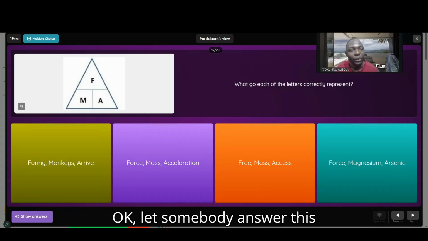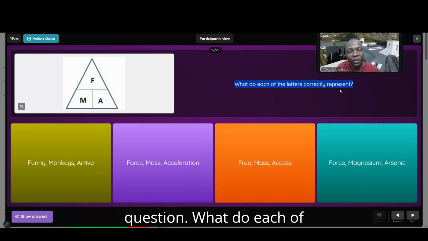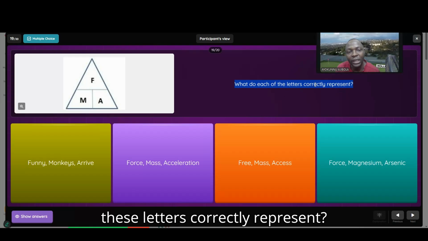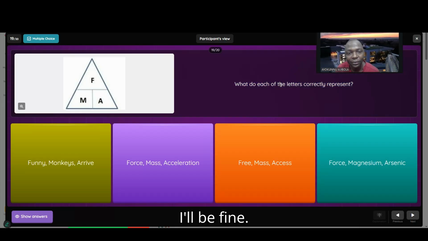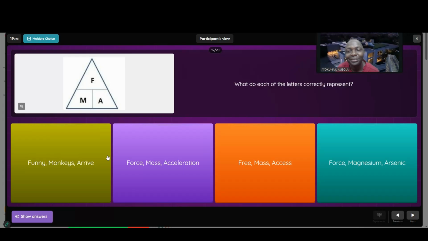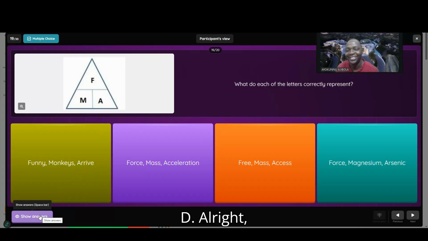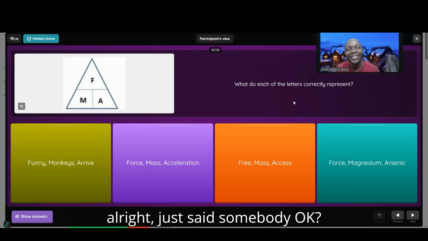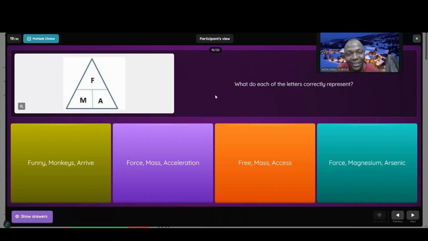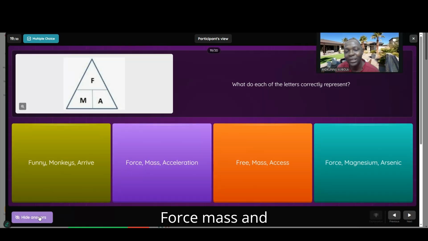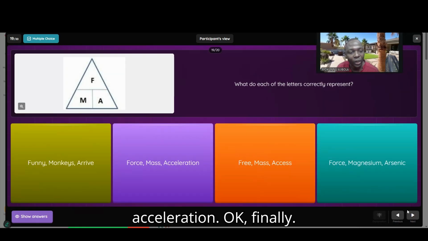Okay. Let somebody answer this question. What do each of these letters correctly represent? All right. Force, mass, and acceleration. Okay.